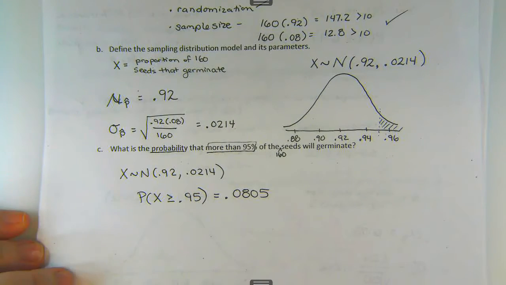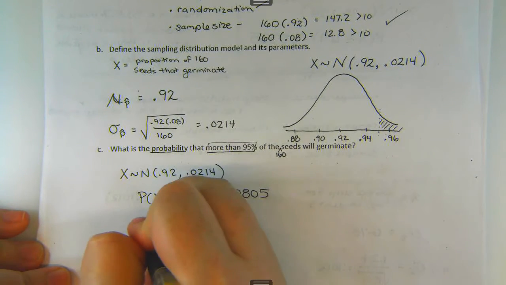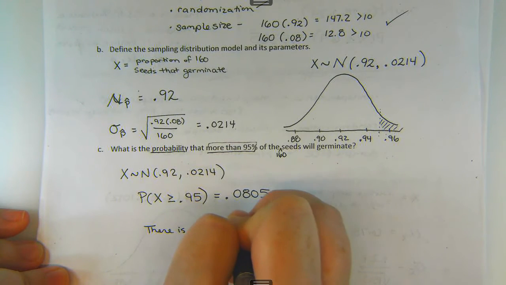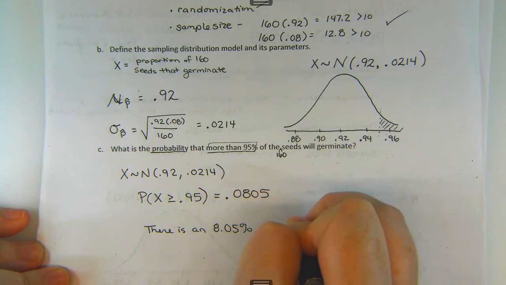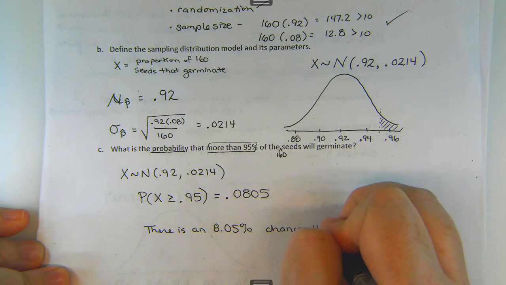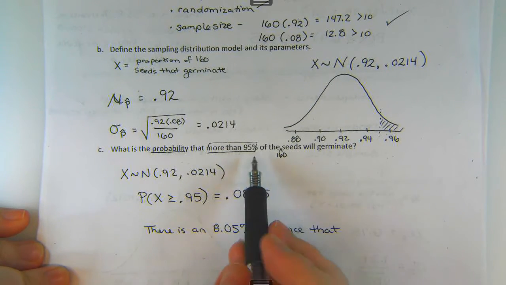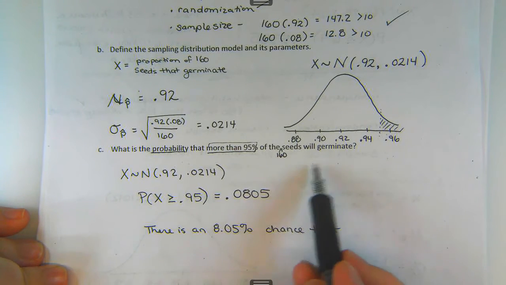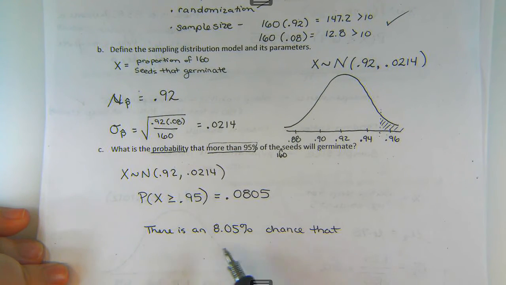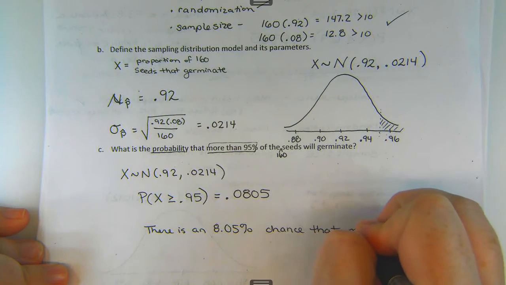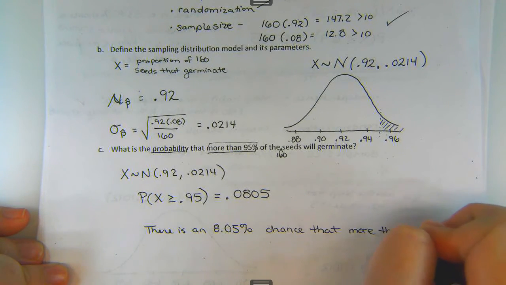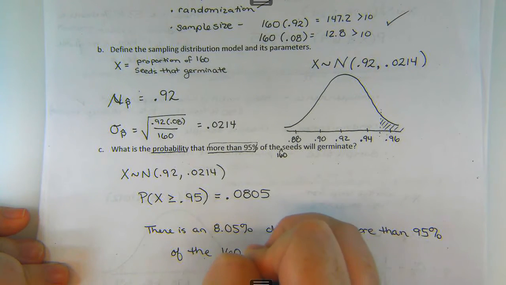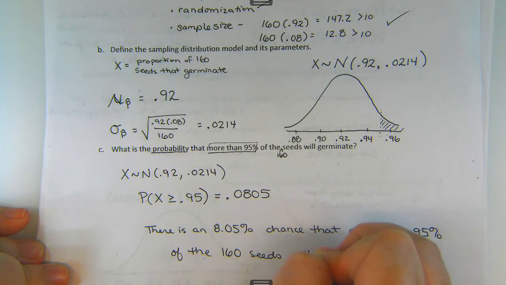So for our wording, we have this probability. So there is an 8.05% chance, so that's our probability, and then we go looking at the wording of the question. What we wanted to find is this probability that more than 95% of the 160 seeds will germinate, so we can just kind of copy that down, that more than 95% of the 160 seeds will germinate.